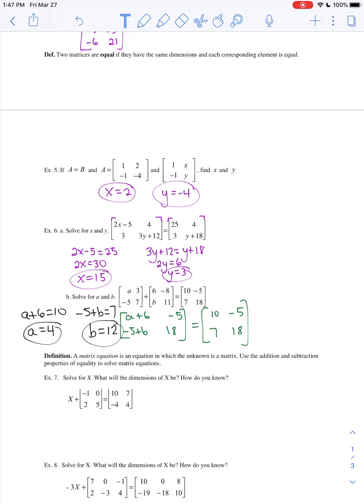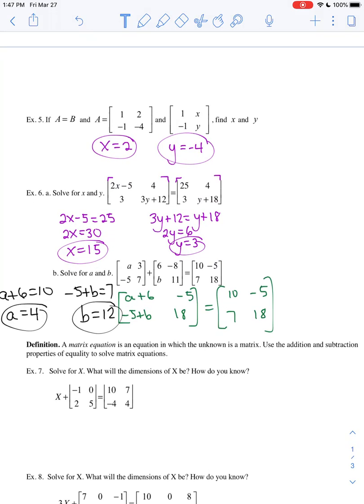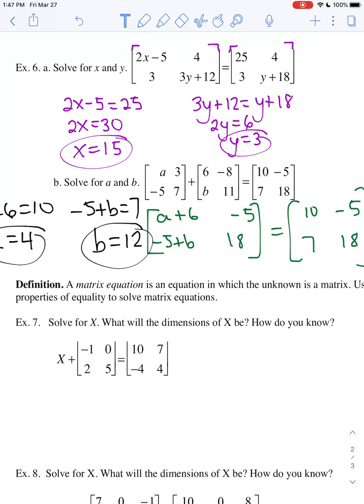So again, a matrix equation is an equation in which the unknown is a matrix. Use the addition and subtraction properties of equality to solve a matrix equation. So watch what we're going to do here in example 7. It says solve for X, a capital X, which is standing for matrix X.